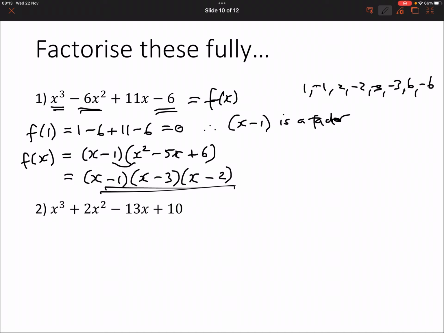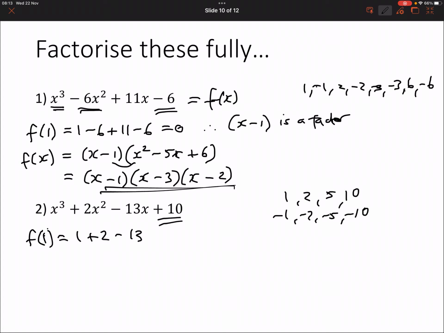Right, next one. The number on the end is different. So factors of 10: 1, 2, 5, 10, and obviously all their positive and negative variations, so these ones as well. I don't really fancy plugging 10s in, so I'll start small. What's f of 1? f of 1 is 1 plus 2 minus 13 plus 10. Oh, hello. I found a factor at the start again. I didn't mean to do that so quickly. But that is 0. Therefore, once again, x minus 1 is a factor.